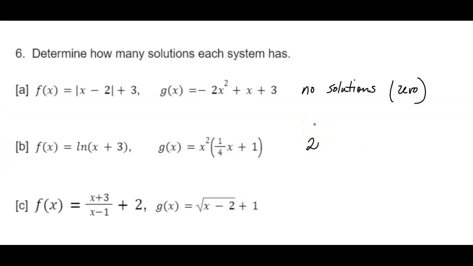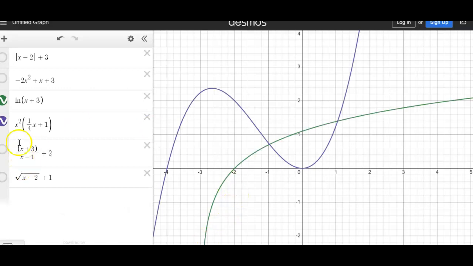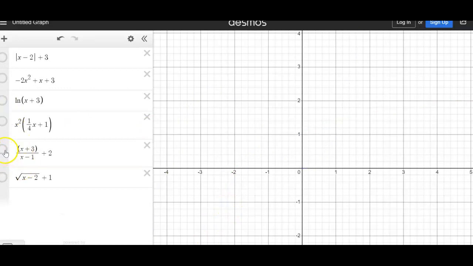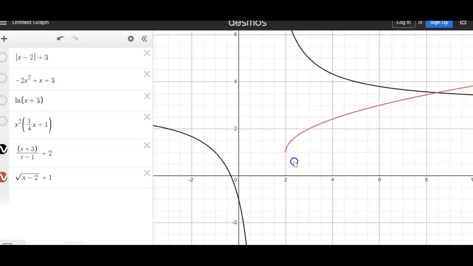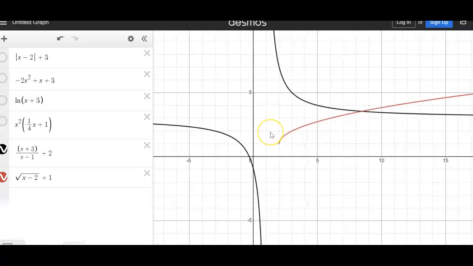Okay, and then the last system is a rational function combined with a square root function. So again, we're going to go back. I'm going to turn these off. I'm going to turn those 2 systems on. And this one, you have to be careful because you have to move it and zoom out a little bit in order to see everything. One of them is a rational, so there's your 2 pieces of the rational function. This one is the square root, and remember it's a one-sided graph.